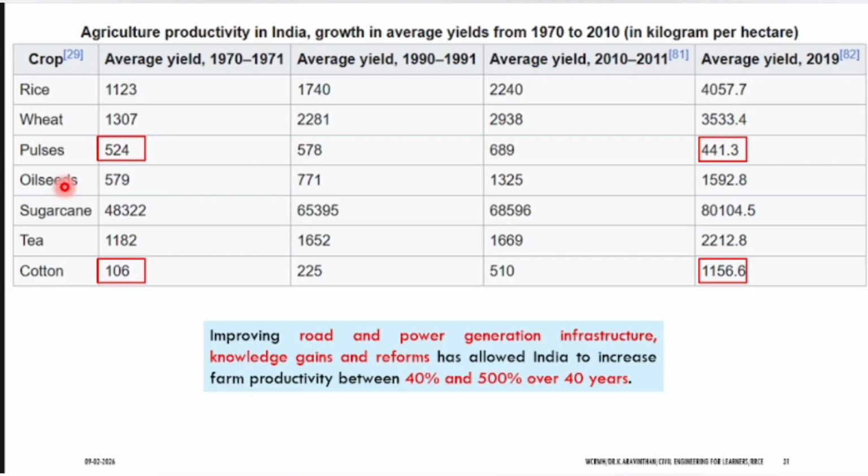You see here cotton, in 1970 we had 106, but in 2019 we have 1156. How many times has it increased? 10 times. The textile industry keeps on increasing. Due to industry only, the agriculture is increasing. So the textile industry increased. What about others?